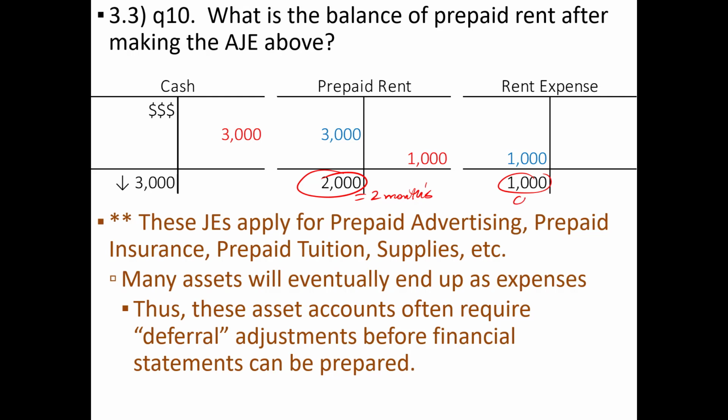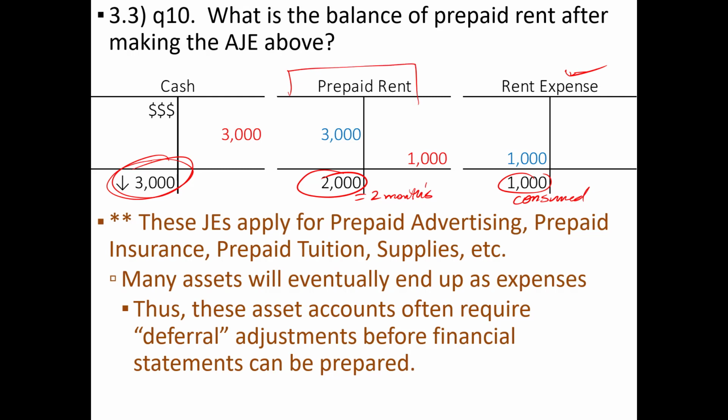We have consumed 1/3 of it. We have 2,000 left over. So yeah, we paid out 3,000 cash, but we haven't consumed it all yet. So we want to be very careful about how we recognize this $3,000 that we paid as an expense only when it has actually been consumed.